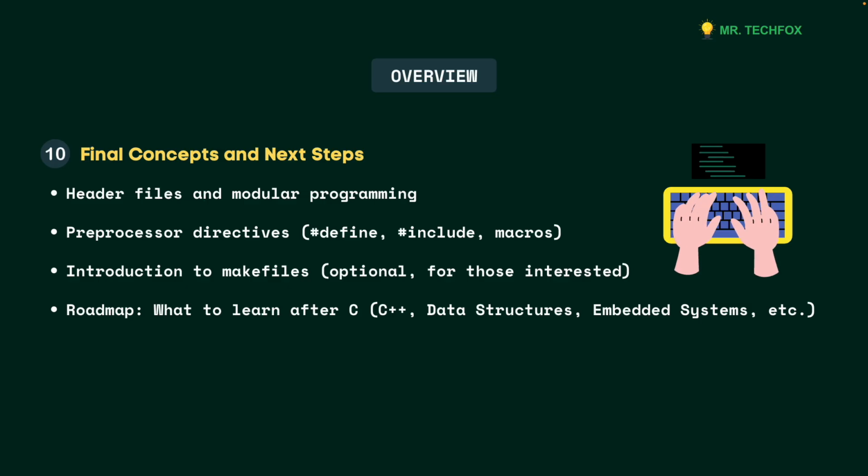Next, we'll be introduced to makefiles. For those who want to dive deeper, we'll introduce makefiles to automate the compilation process. And after that, we'll also learn about the roadmap. That means what to learn after C. We'll give you a roadmap of what to learn after mastering C, whether it's C++, data structures, or embedded systems.